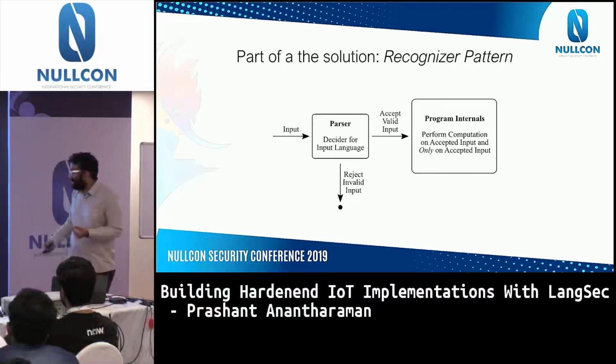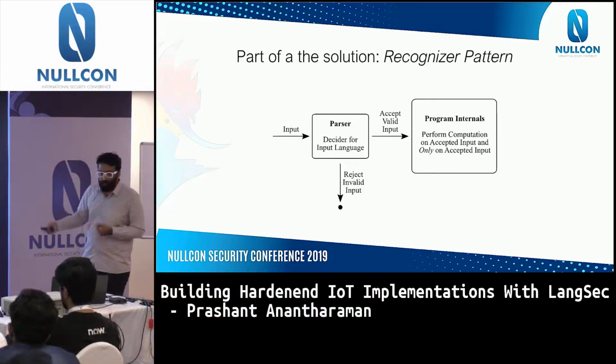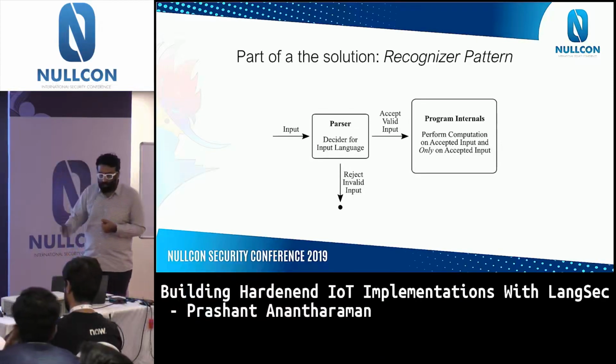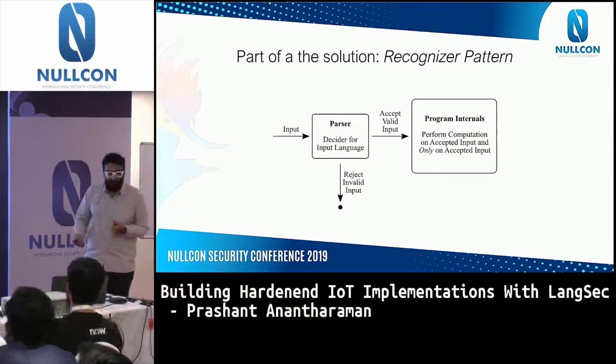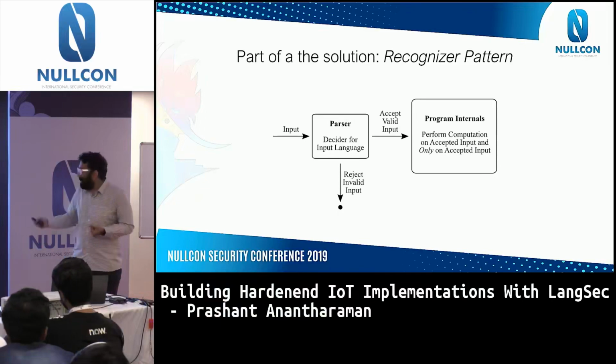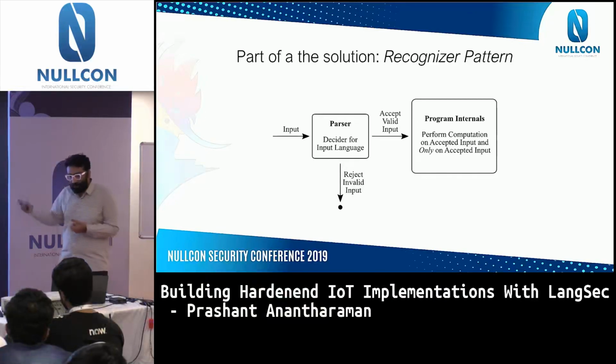So this is the overall LangSec primitive. You have an input, and you have a parser there. The parser is essentially a decider for the input language. The parser says whether the input that it got was valid or invalid. If it's valid, it will give back a whole parse tree. If not, then it would just reject the input. Then the input gets passed on to the rest of the program that actually processes the logic.